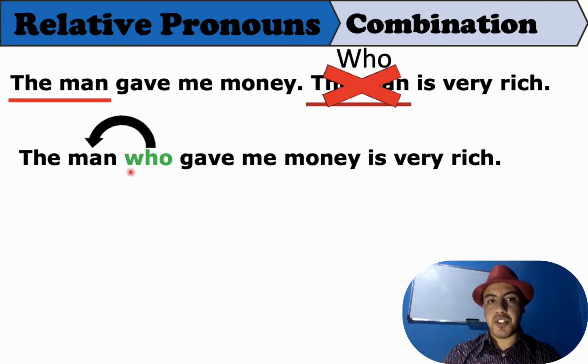And what does who refer to here? It refers to the man, so it should be after the man. Or please just remember, the relative pronoun is after the thing that is repeated. So what is repeated here? It is the man, so it should be after the man.